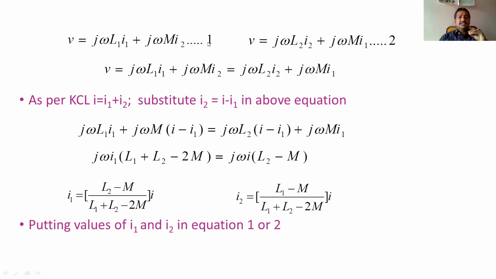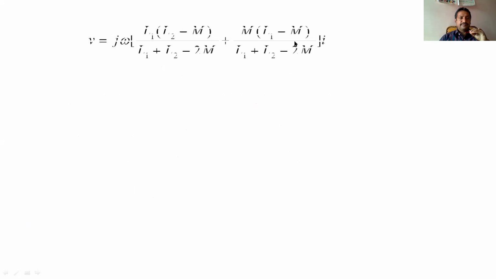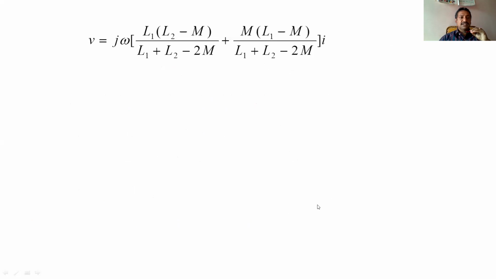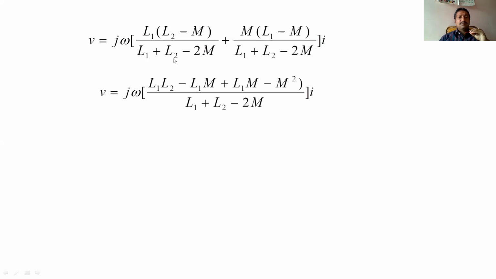Substitute I1 and I2 in either equation 1 or equation 2. So in equation 1, j omega L1 into I1, I1 replaced as L2 minus M, and M into I2, I2 replaced as this. So L1 into L2 minus M by L1 plus L2 minus 2M, plus M into L1 minus M by L1 plus L2 minus 2M, and the denominator is the same. Take the LCM, L1 plus L2 minus 2M. Numerator is L1 L2 minus L1 M plus M into L1 minus M square. So the remaining term is L1 L2 minus M square divided by L1 plus L2 minus 2M, j omega into I.